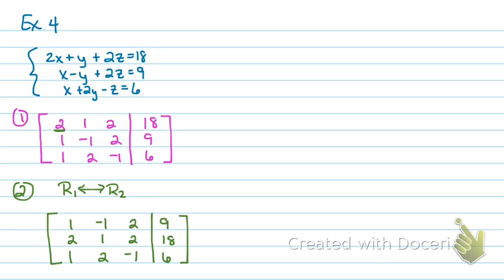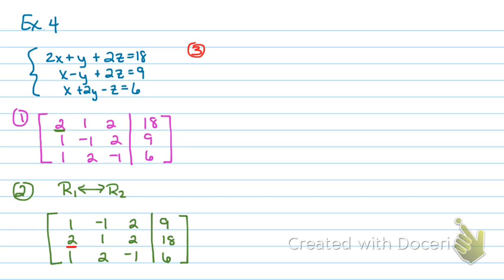Okay, so I went back here and numbered what I did first and second. So first, I set up the augmented matrix. Second, I got a 1 for that first row, first column there. Now, the next thing I'm going to do is look for the 0 that goes below it. So I need a 0 to go in that spot.